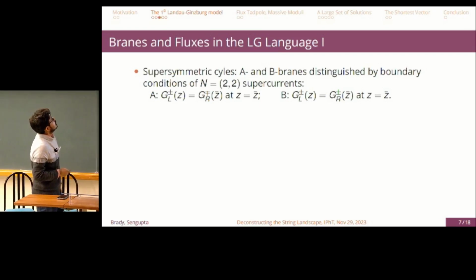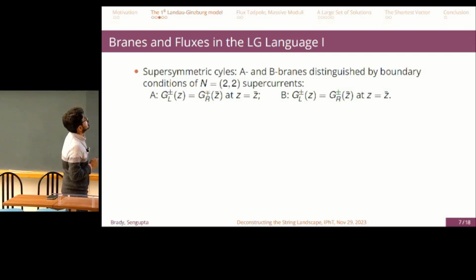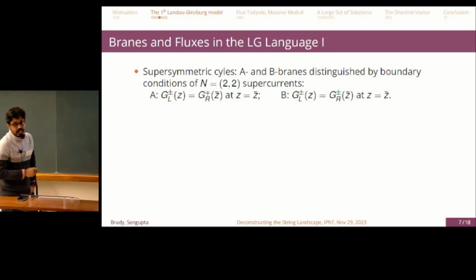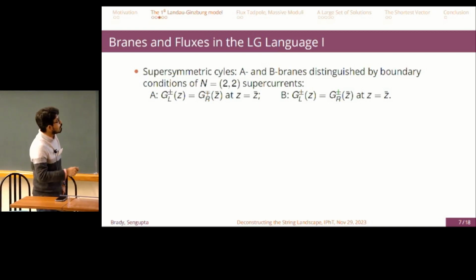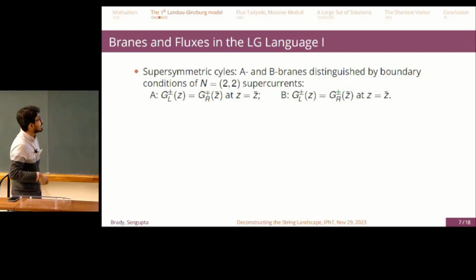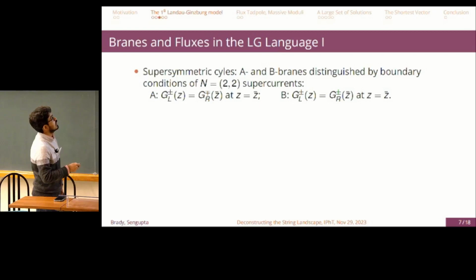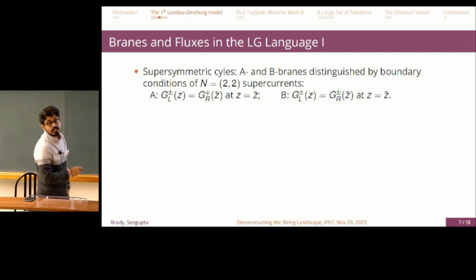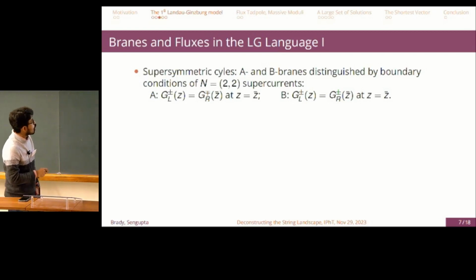Okay. So now we have to also give a description of branes and fluxes in this non-geometric setting. Because these are not manifolds, again, you have to precisely define from the CFT perspective what you mean by supersymmetric cycles. And it's best to look at supersymmetric cycles in this setting by looking at A and B branes and distinguishing them by the boundary conditions of the supercurrent operators G plus minus. So you can either impose this boundary condition or that one, this is the A type and this is the B type.